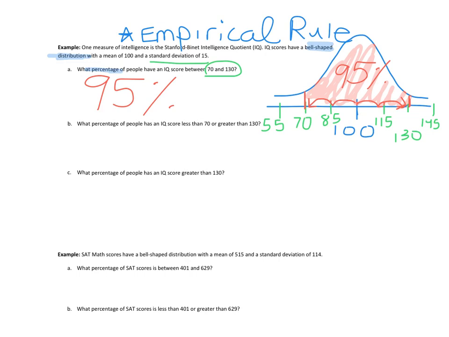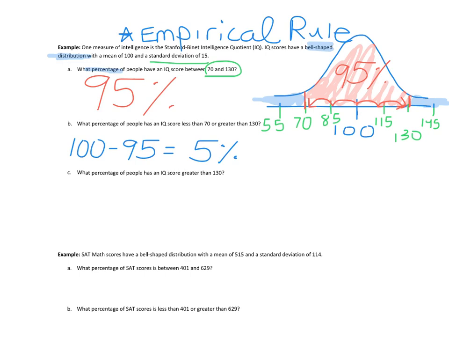Let's see what's next. What percentage of people have an IQ score less than 70? All right, so let me highlight. Less than 70, and greater, so less means to the left. Greater than 130 means to the right of 130. So essentially it's everything left. So if 95% are in the middle, what's left over in the tails? Well, 100% minus 95%, it has to be 5% is left over.